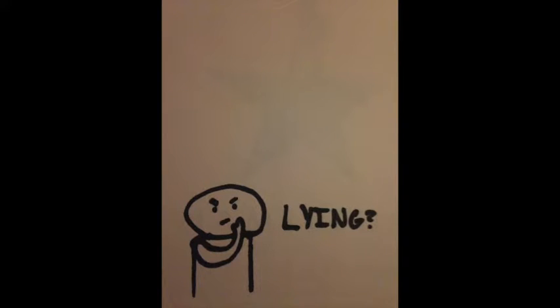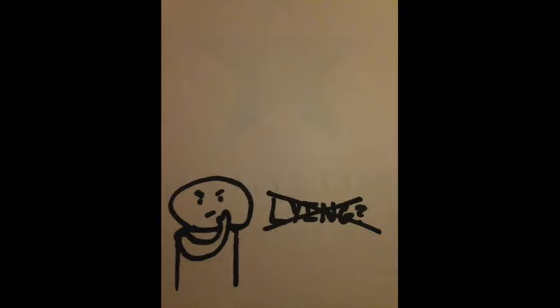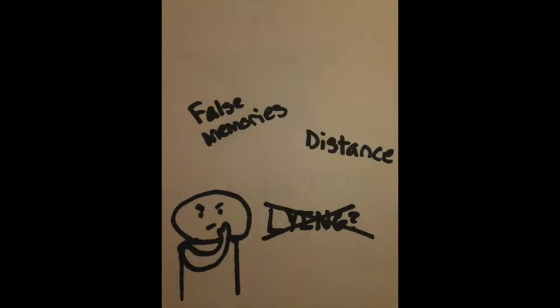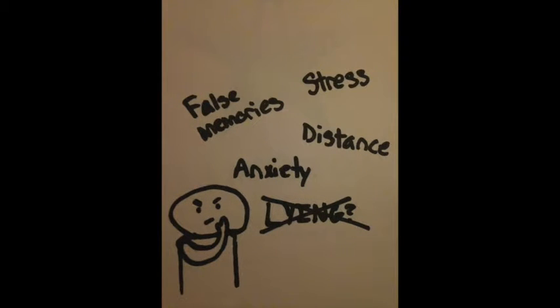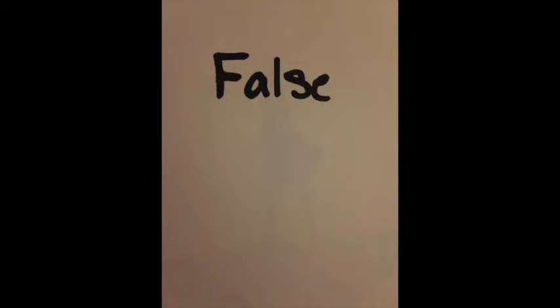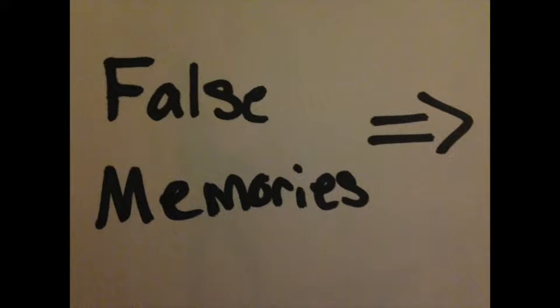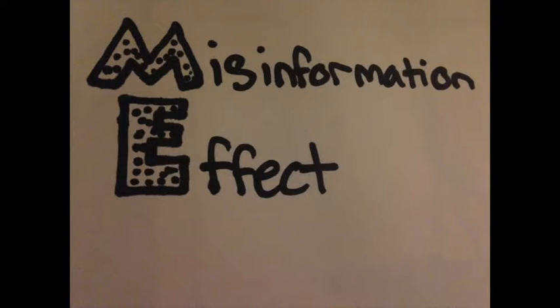But what creates a faulty eyewitness testimony? A lot of the time it isn't the witness lying. It is due to many other factors such as false memories, distance, anxiety, stress, and even more. False memories can happen by a majority of things. One is the misinformation effect. Simply the wording of what someone says to you can alter what you actually remember.